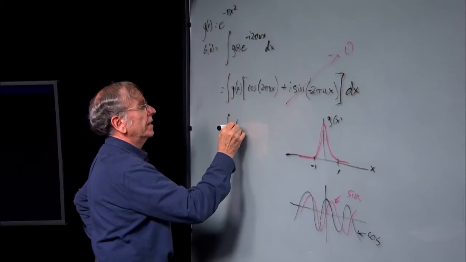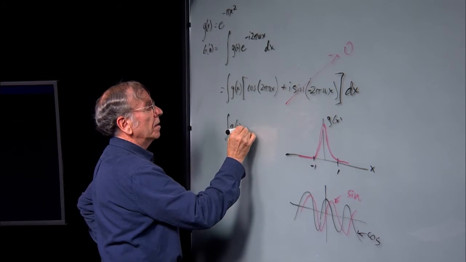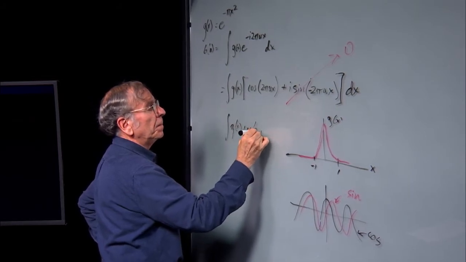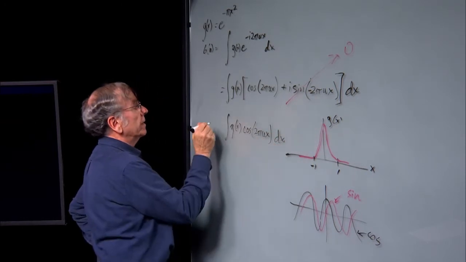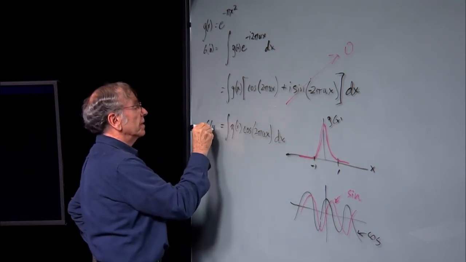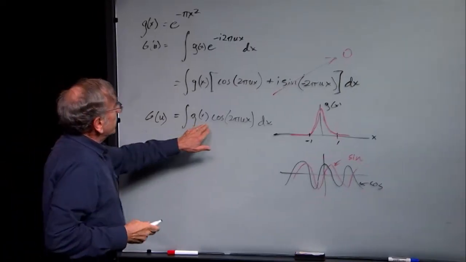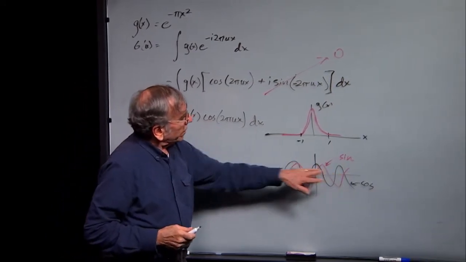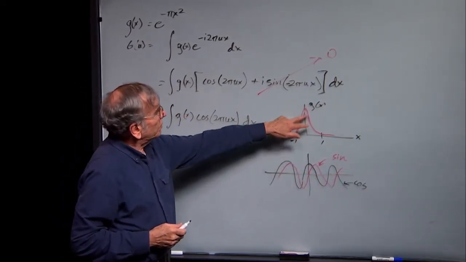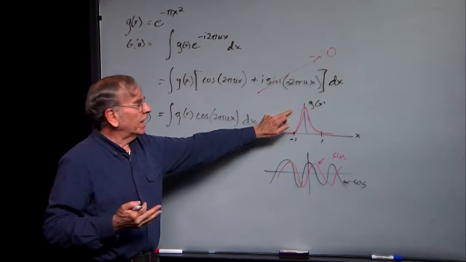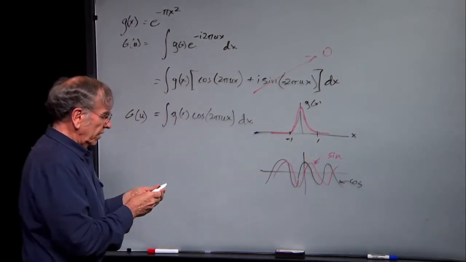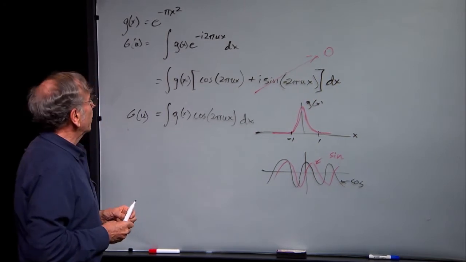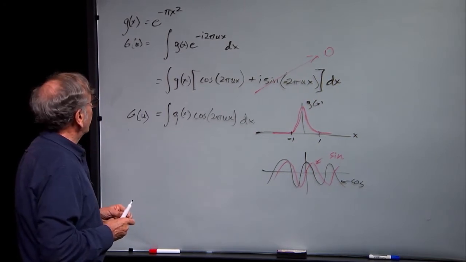G of x cosine 2 pi u x dx. And this is what g of u is. So what does this look like? So what I do is I take a cosine function like this, I multiply it by my Gaussian g of x, and then I add it all up, take the area under the curve, and do the integral.